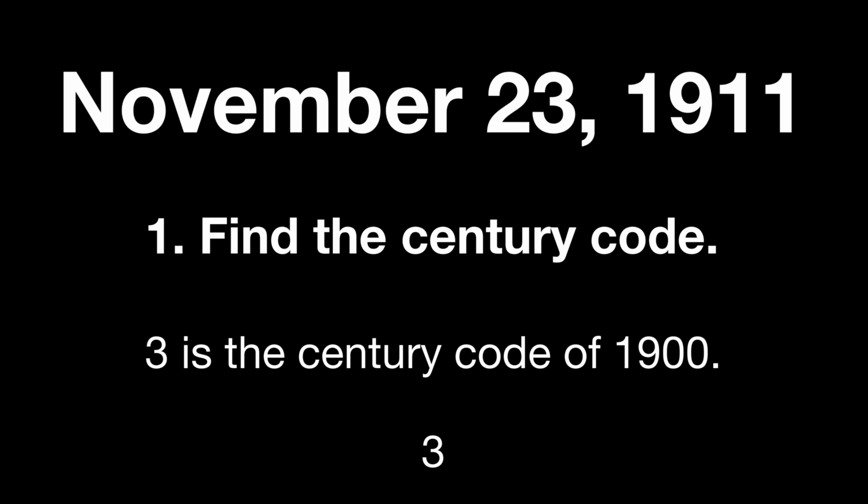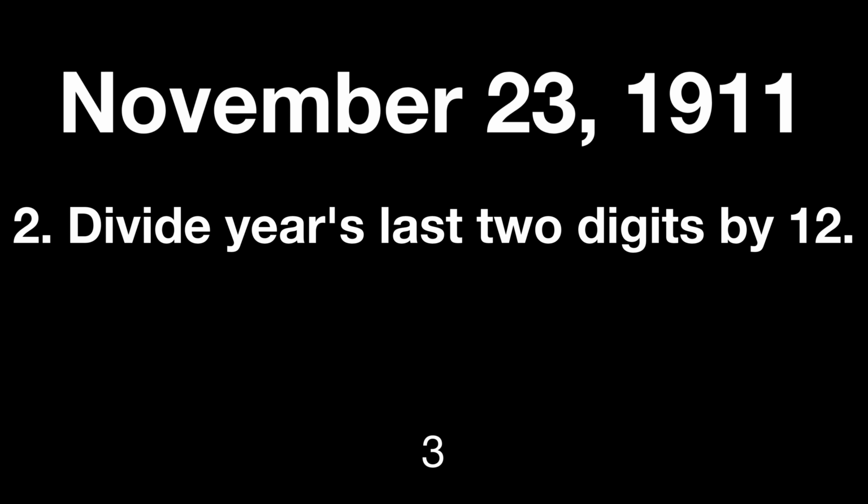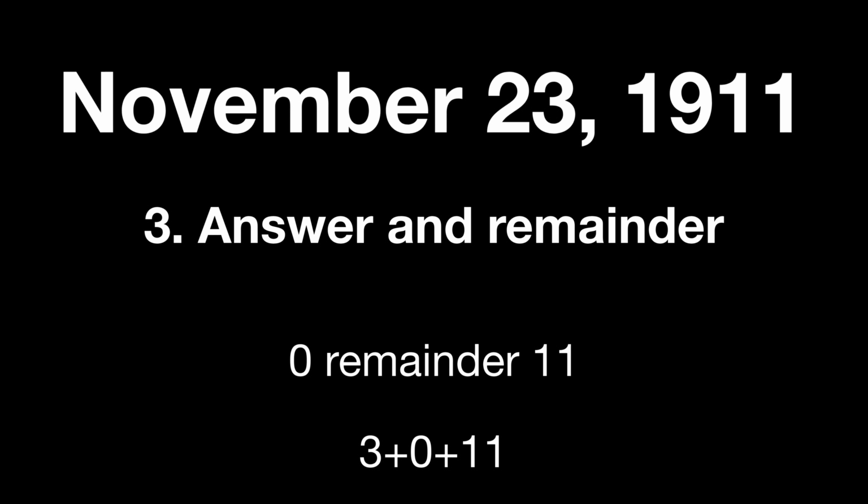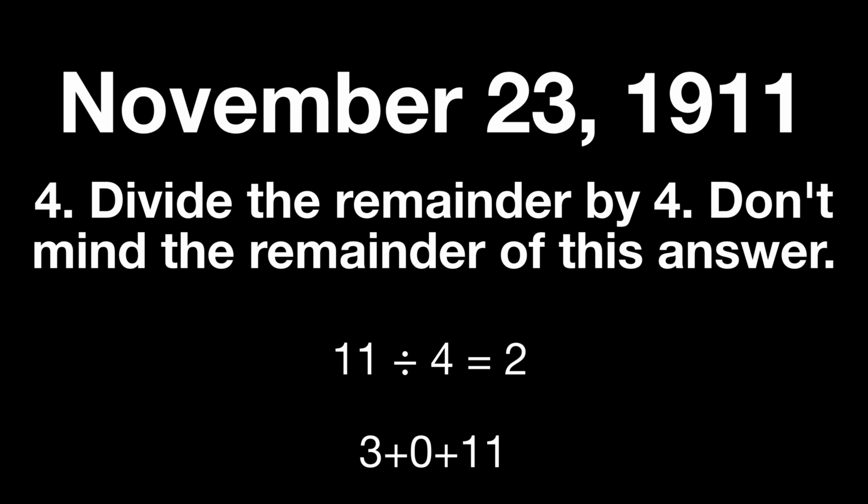November 23, 1911. Again, find the doomsday of the century. 3 is the century code. Then, divide the last two digits of the year. 11 divided by 12 equals 0, remainder 11. 0 is the answer and 11 is the remainder. Divide 11 by 4. Ignore the remainder.